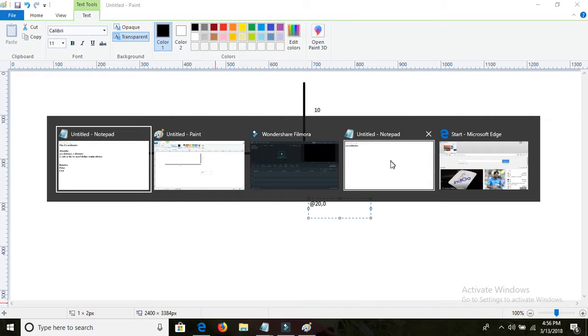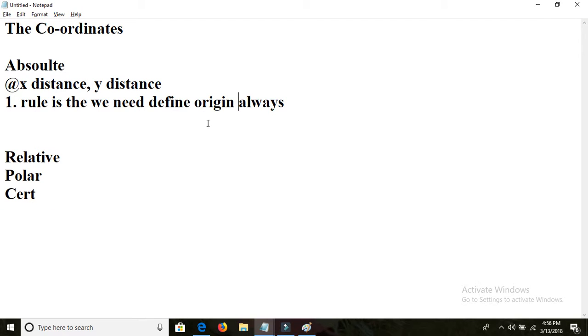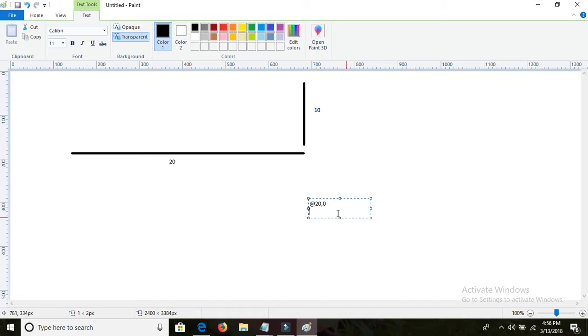So here, can you observe, this is the origin we need to define. It means this is the origin here. Suppose this is the origin, and if you want to get the point here, then we need to say from this origin, what is the x value and what is the y value. So the x value is 20, comma, y value is 10.